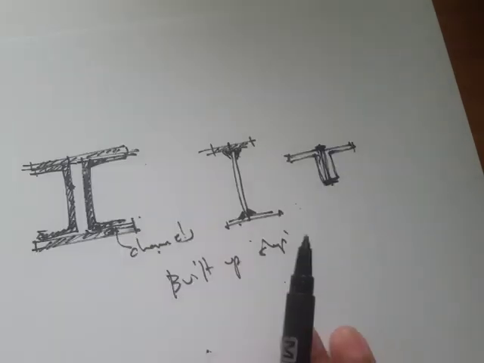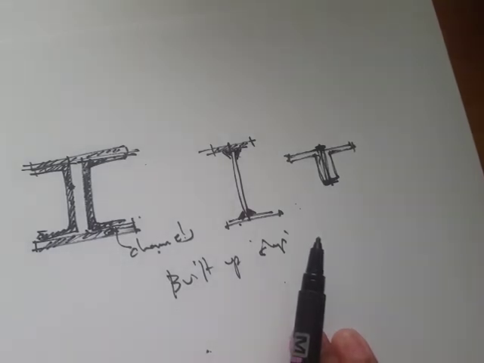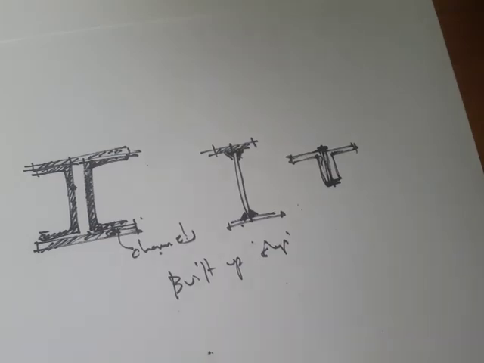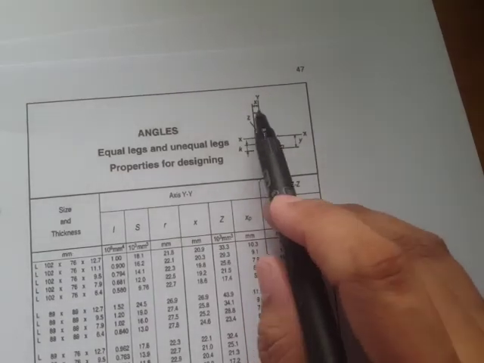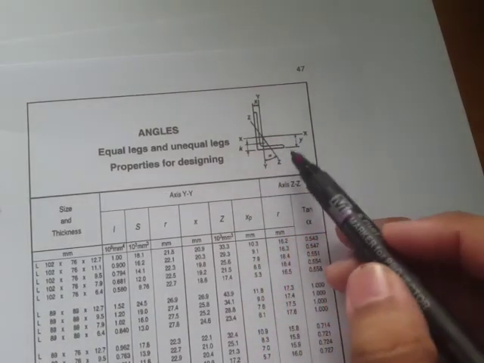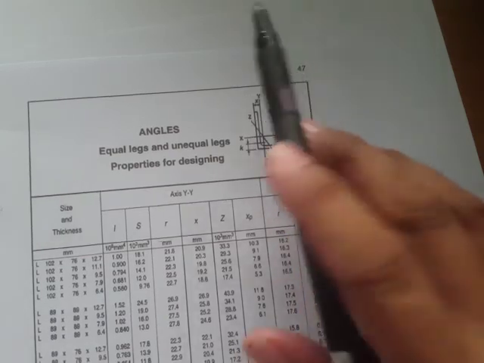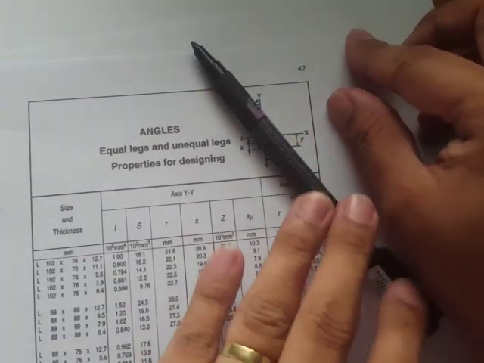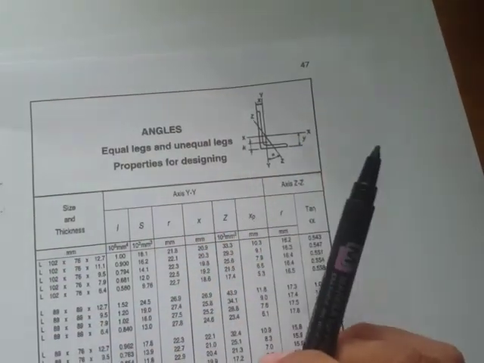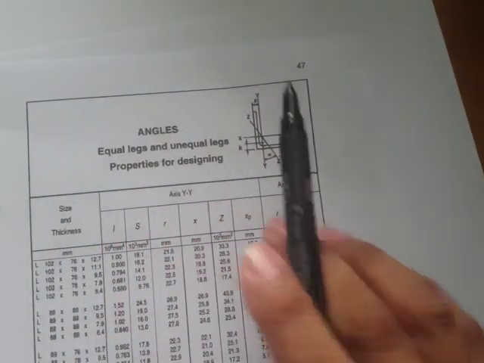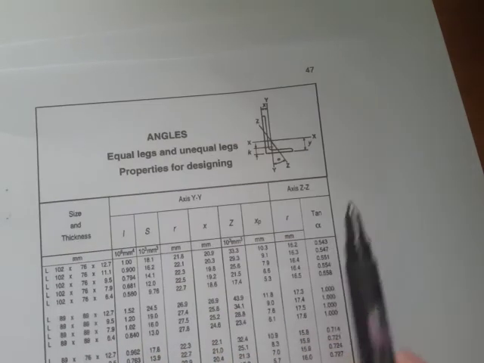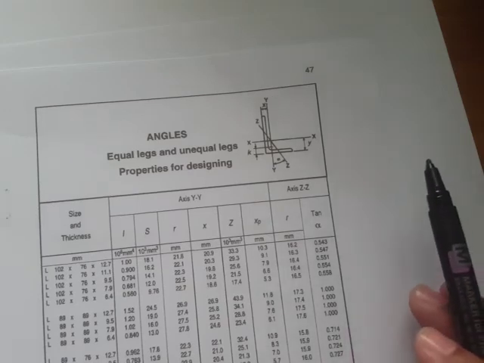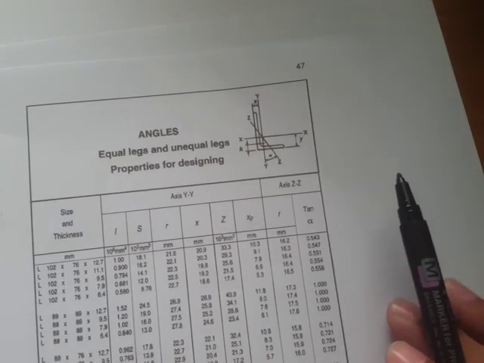What else? We can also have tables for channels and for angle bars, or equal leg angles. For equal leg angles, I just like to point out that we have an additional z-axis here. So if you're bending this about the z-axis, then it's going to be like that. You can run through the details of this, and when we're doing the calculations, we'll become more familiar with these tables.